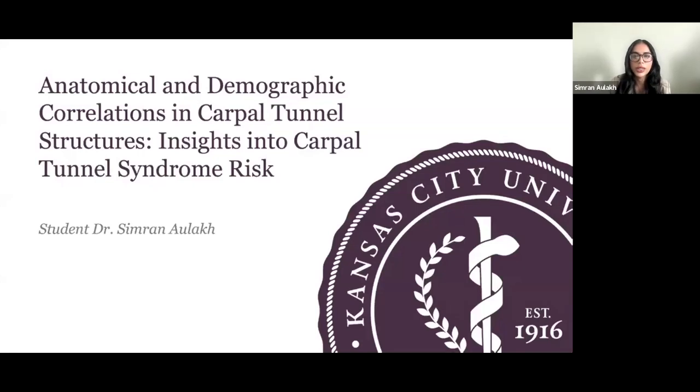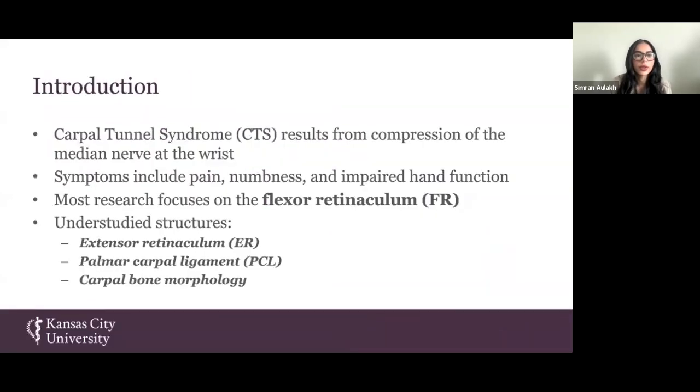The project that I worked on looks at how wrist anatomy and demographics relate to carpal tunnel syndrome risk. Just as an introduction, carpal tunnel syndrome, I'm sure you know, is super common. Basically, it's where the median nerve gets compressed at the wrist, which can cause pain, numbness, and just make your hand not function right. Most people only talk about the flexor retinaculum, but this project dived deeper and we looked at structures that don't really get much attention, like the extensor retinaculum, palmar carpal ligament, even how the shape and width of the carpal bones can play into it.